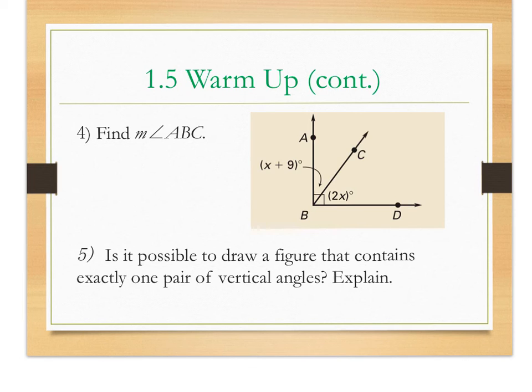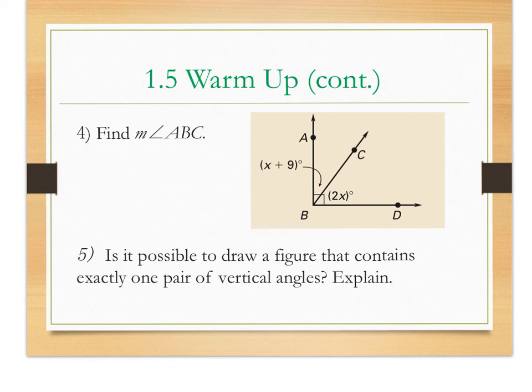Number 4, find the measure of angle ABC. So what's true about these two angles? That's a 90-degree angle. So they are going to be what? They're going to add up to 90 degrees, which means they're complementary. What else can you tell me about those two angles? What other special name do they have? Linear? Nope. Linear would be the form of a line. They're adjacent. Everybody sees that, right?